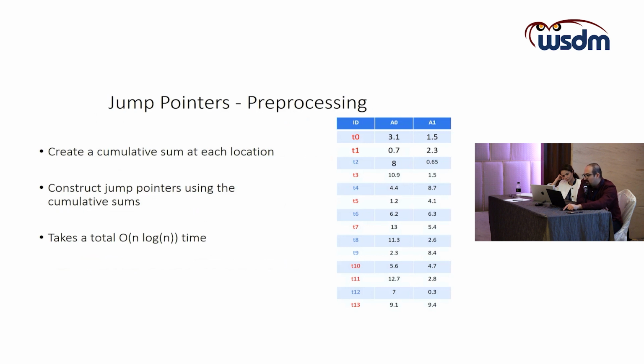In this example, let's say the tuples are as I have on the right-hand side. And let's say that I have two attributes, A0 and A1. I want to only focus on A0. The idea is that first I need to construct this cumulative sum at each location. By cumulative sum, I mean what is the difference between blue and red from the beginning up until this point? And then I'm going to use this cumulative sum to efficiently construct the jump pointers, as I'm going to explain, and then use the jump pointers to efficiently answer those queries.